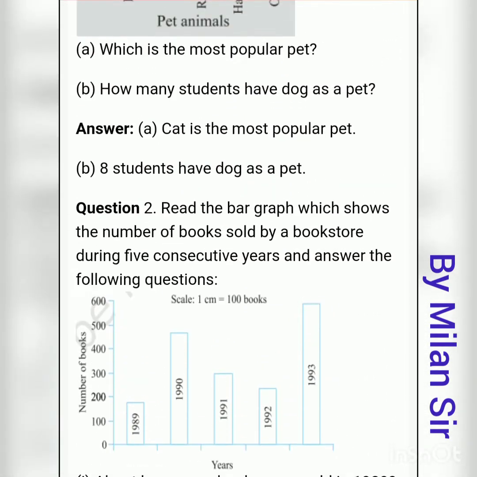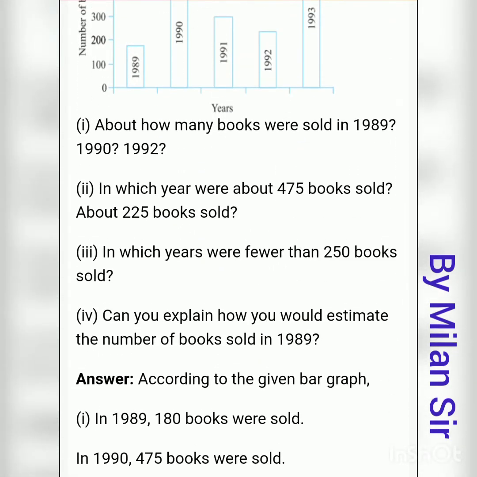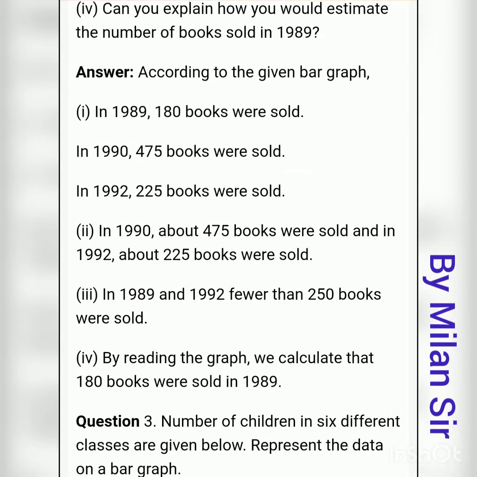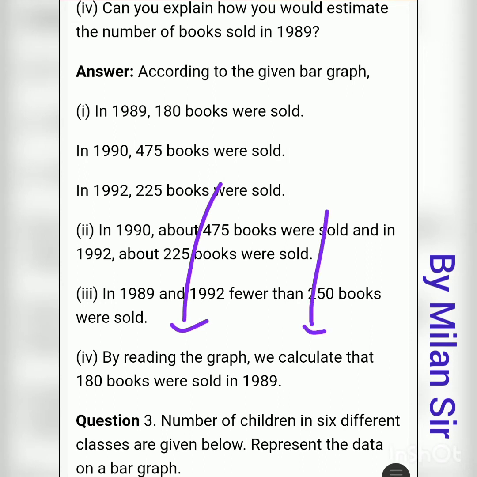After that, next question. Can you explain how you would estimate the number of books sold in 1989? Here first of all we give the answer for 1989, it is near about 180. So now we need to give the explanation why we take the answer 180. Okay, by reading the graph we calculate that 180 books were sold in 1989.